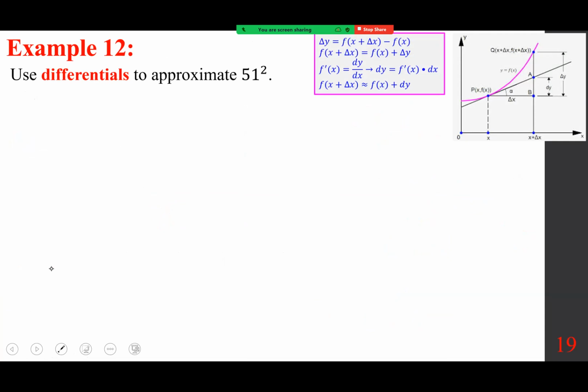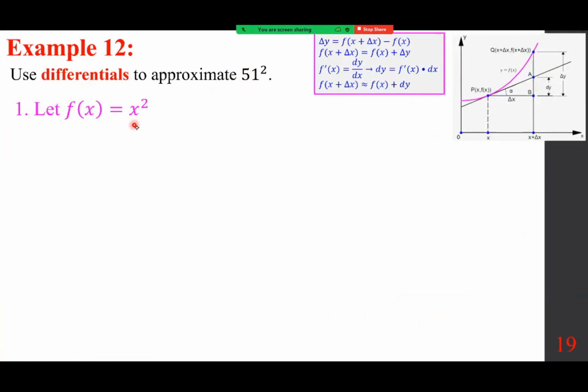All right, we want to use differentials to approximate 51 squared. So when you come across a case like that, you need a couple of things. Number one, you need a function. So you let f of x be something. And to do so, all you have to do is read the operation that is taking place. 51 squared, you are squaring the number. Therefore, you let f of x be x squared.